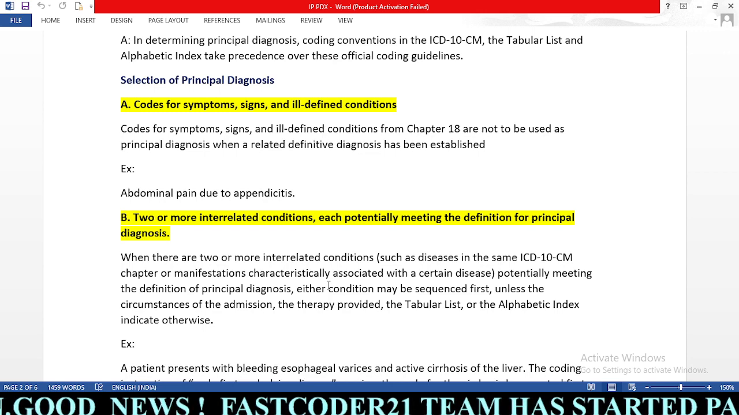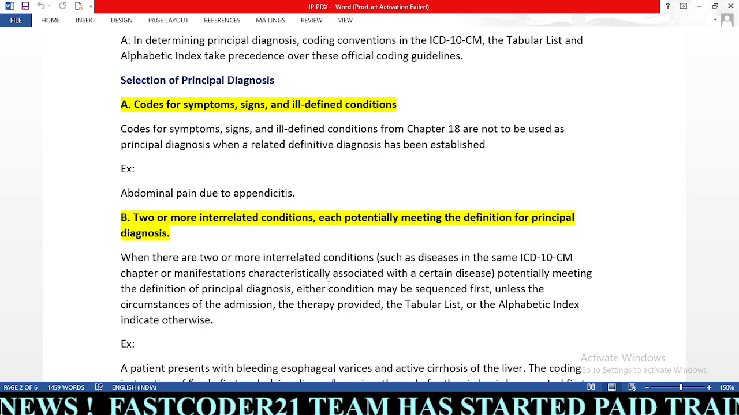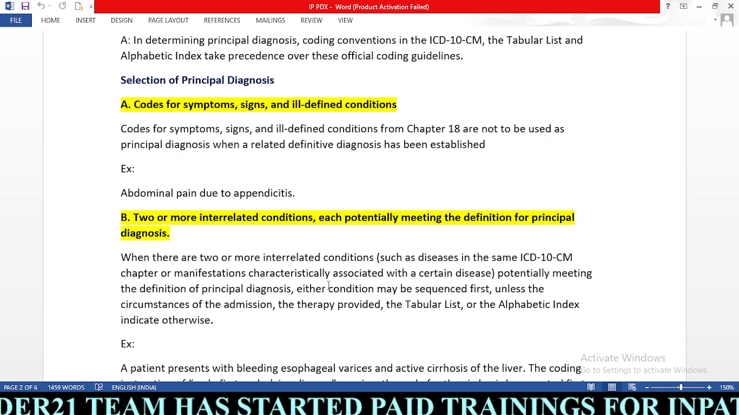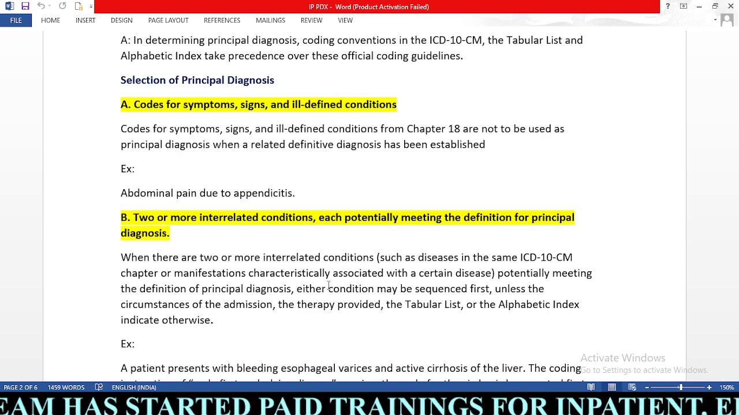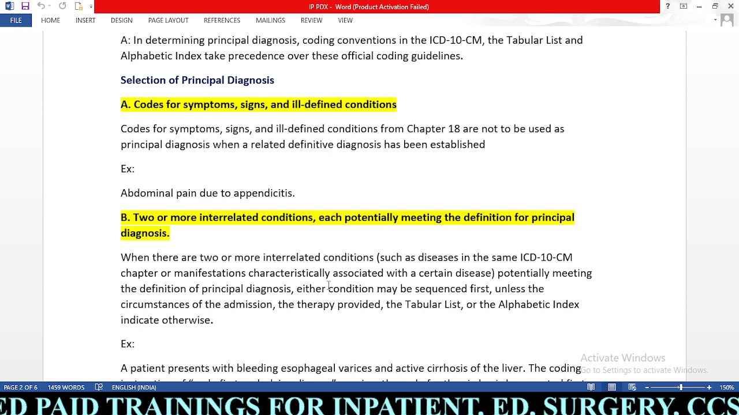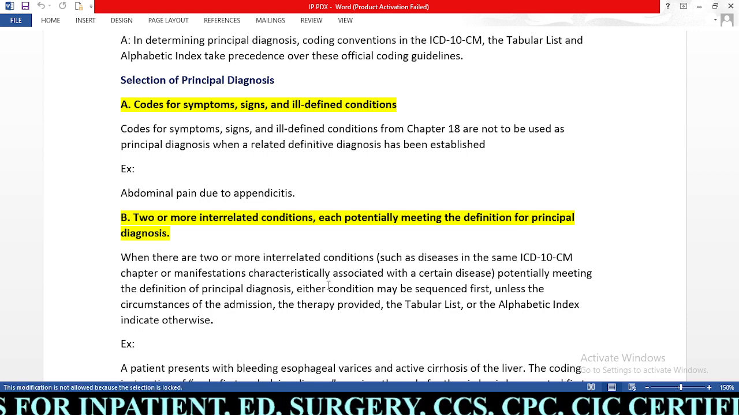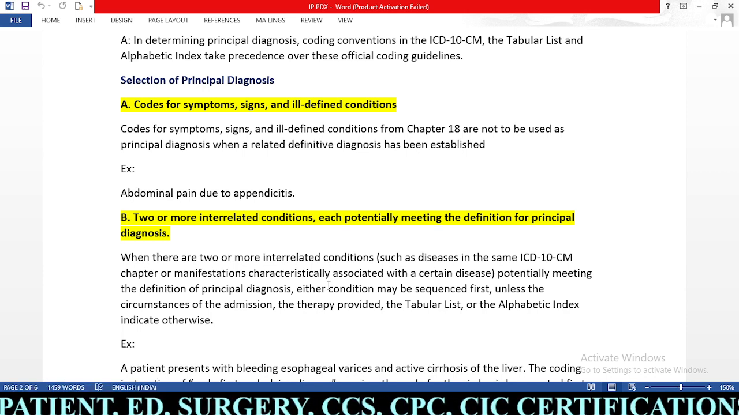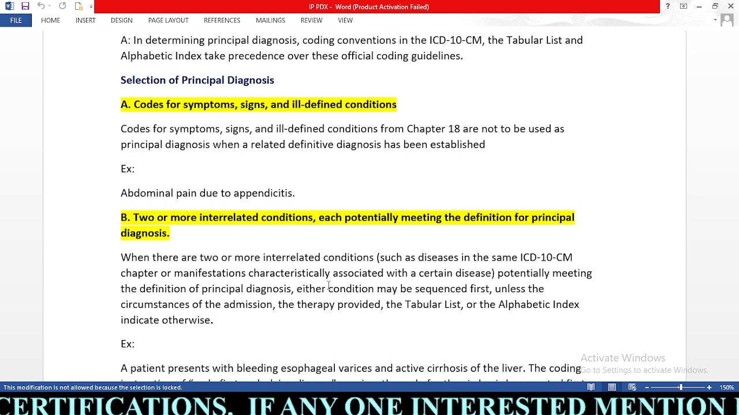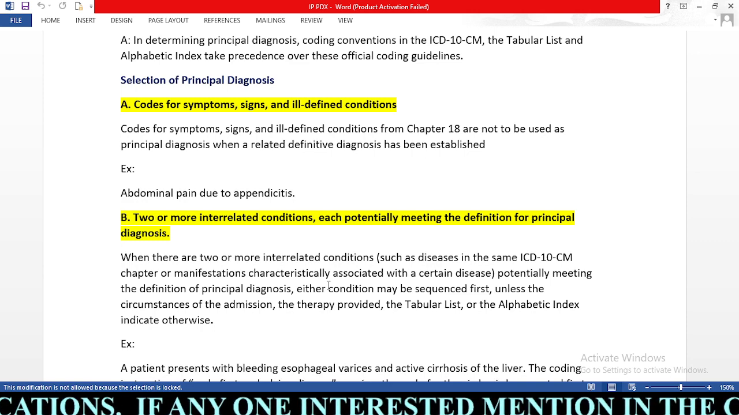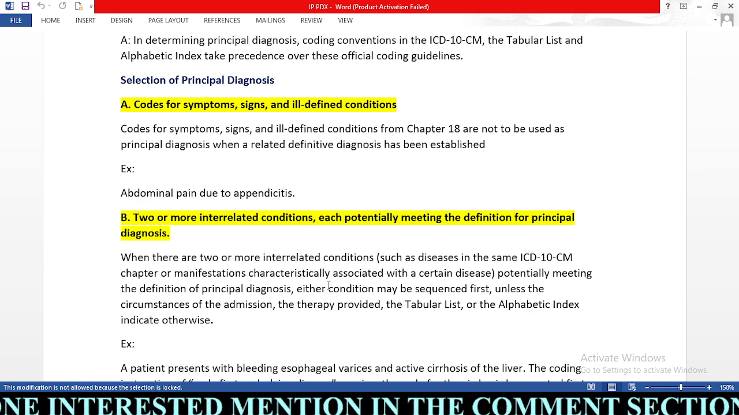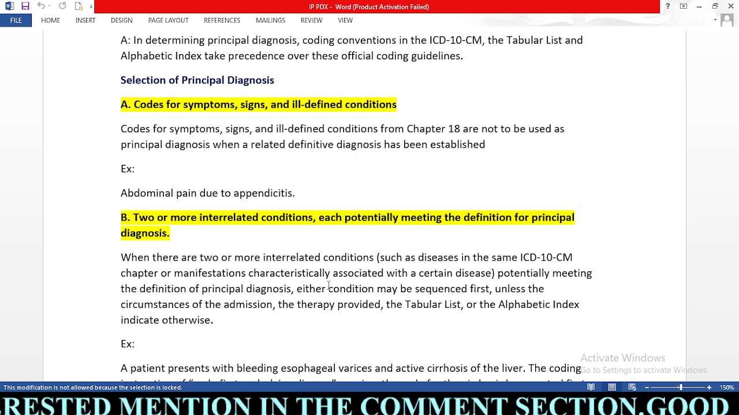So here selection of principal diagnosis. Our first guideline is codes for symptoms, signs and ill-defined conditions. So basically codes for symptoms, signs and ill-defined conditions from chapter 18 are not to be used as principal diagnosis when a relative definitive diagnosis has been established. So for example here patient has abdominal pain due to appendicitis. So basically abdominal pain is the symptom of appendicitis. So based on guideline, whenever we have symptom and definitive diagnosis, we need to code the definitive diagnosis instead of symptom. So here our PDX will be appendicitis, which is the definitive diagnosis.